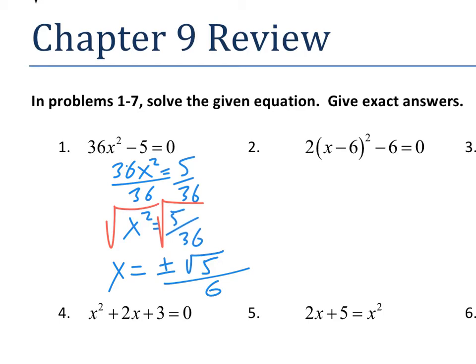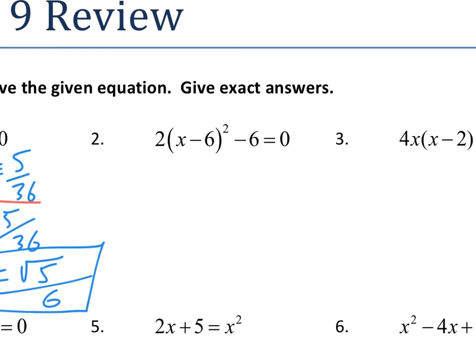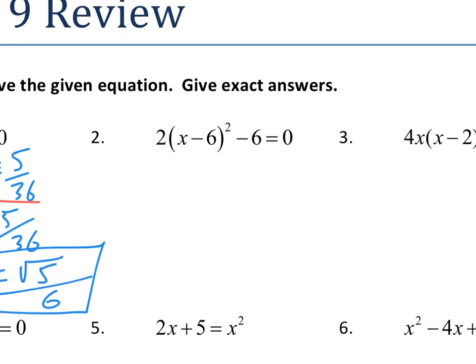Okay? See if I can draw a rectangle. There we go. Okay. Number 2 here. Now notice this one has just something squared here. So we got some parentheses squared. So we're going to get the 6 out of there, the 2 out of there, and then we're going to square root. Don't multiply this out. If you multiply it out, you'll just make a mess, okay?